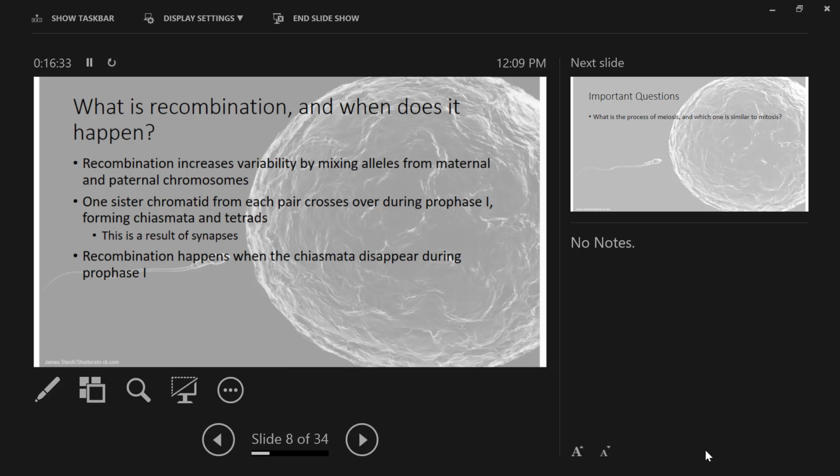Okay? Both versions of chromosome 2, and I'm not talking about the sister chromatids, I'm talking about your maternal version with 2 sister chromatids is physically attached to your paternal chromosome with its 2 sister chromatids. Okay? So that's where we're at right now.